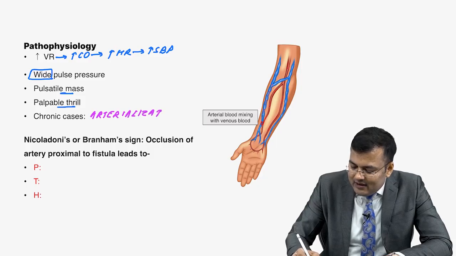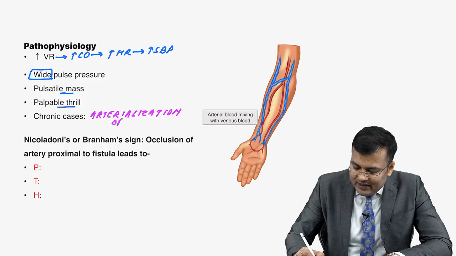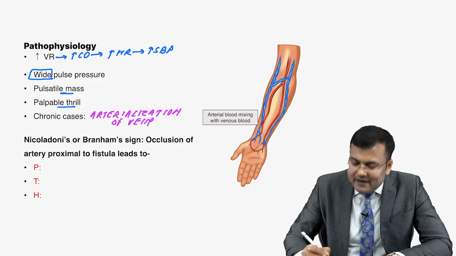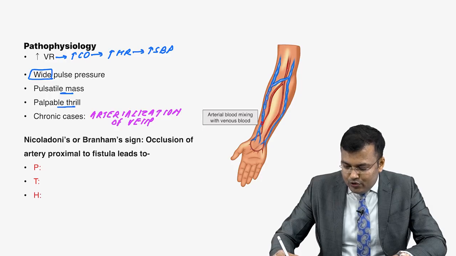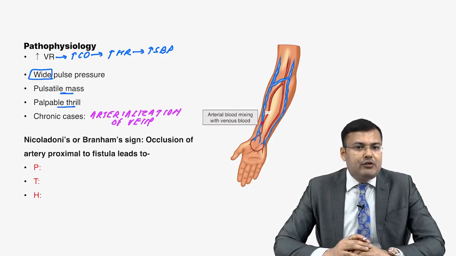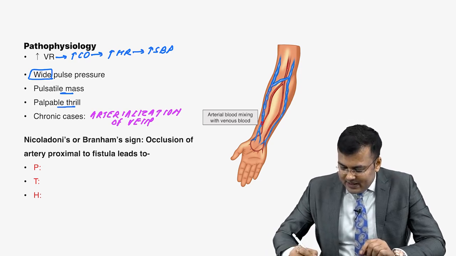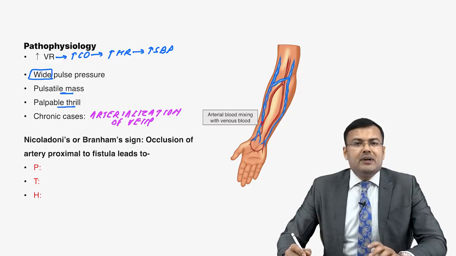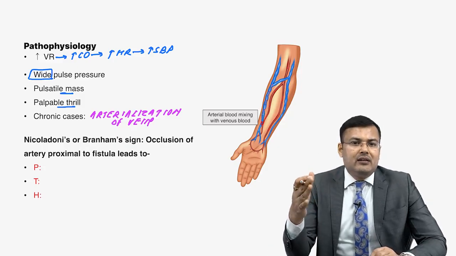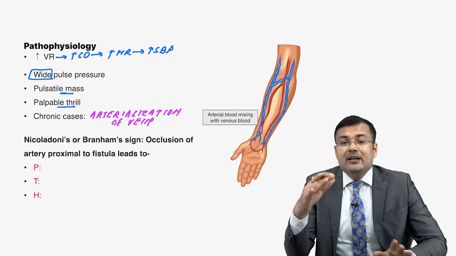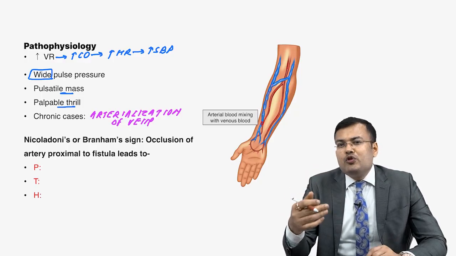So this is known as arterialization of vein. Clear? This is the pathophysiology. This is very, very important. Imagine I'm going to occlude artery proximal to fistula. If I'm occluding artery proximal to fistula here, what will happen? Pulsatile mass size decreases, thrill disappears, and heart rate is relatively decreased or it is going to normalize.